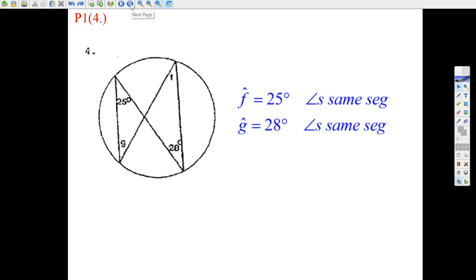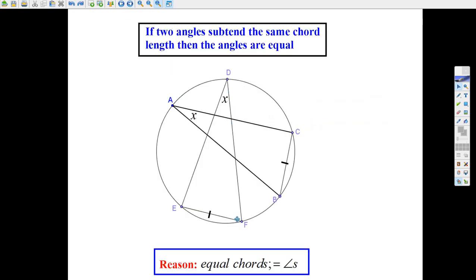There's another one that comes up. If you have two angles and they open up to a segment that's exactly the same arc length, a chord, you see the segment's the same size and the chord is the same size. If those two chords are the same, then those two angles up there have to be the same. And what we write down is equal chords give equal angles. If two angles subtend the same chord length, then the angles are equal. So if that length's the same, then the angles are the same.